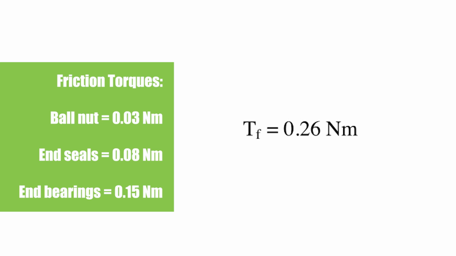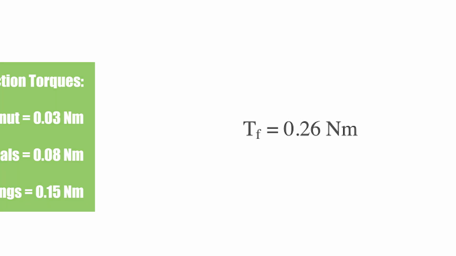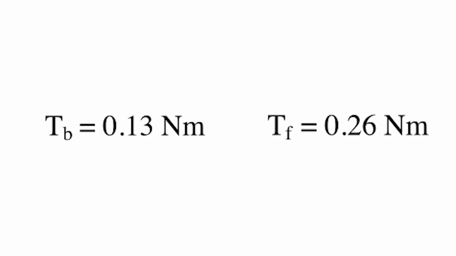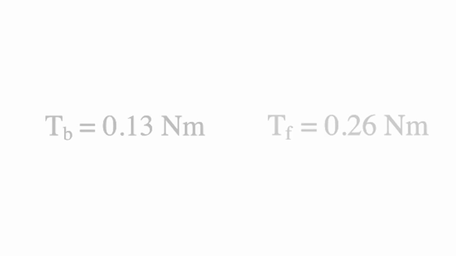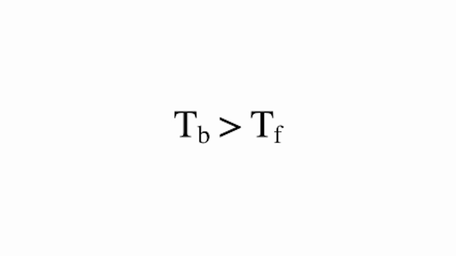In this example, the backdriving torque of 0.13 newton meters is much less than the total friction torque of 0.26 newton meters for the screw assembly. This means that backdriving is unlikely.